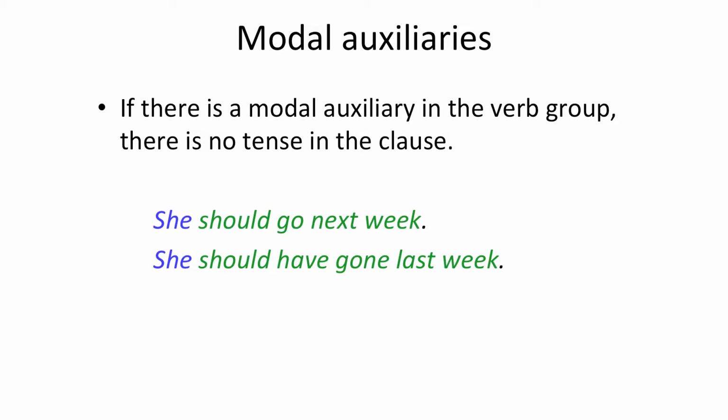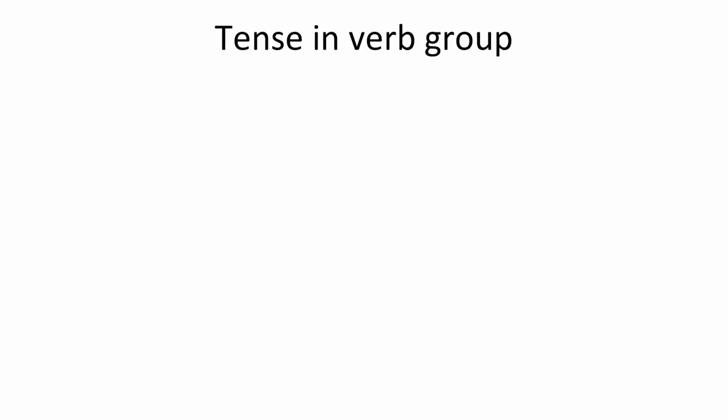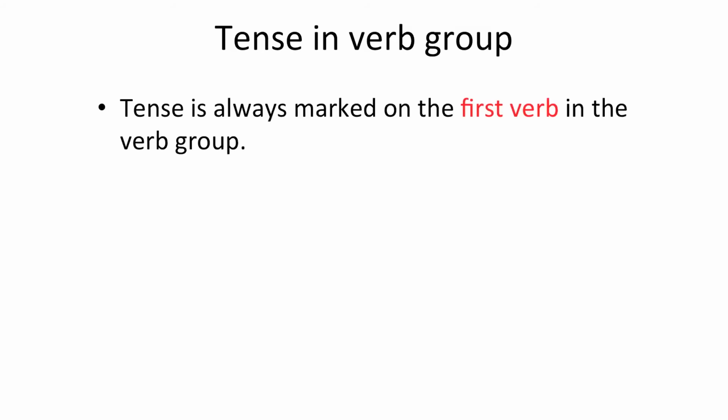So we say that tense is marked except in clauses where there is a modal auxiliary, in which case these are tenseless clauses. If there is more than one verb in the verb group, in other words, if, as well as the main verb, there is one or more primary auxiliary, then only one of them can be marked for tense. Pay attention to what I'm going to say next, because it's a really important point to remember and will really help you when you are analysing the verb group in a clause. Tense is always marked on the first verb in the verb group.